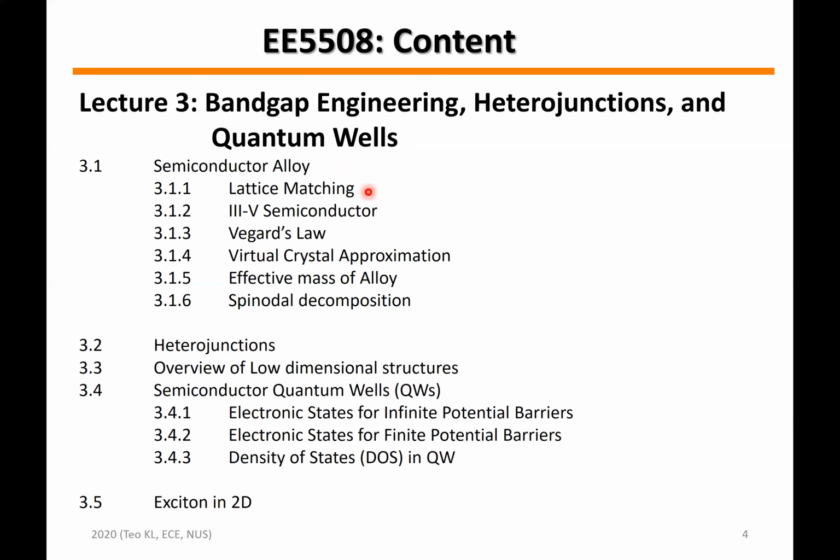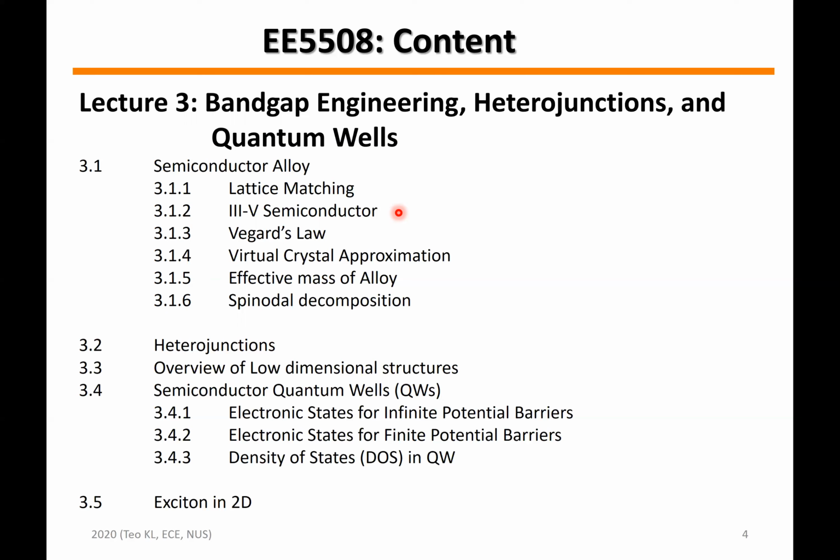We will talk about lattice matching of the lattice constant of the film and the substrate. We will focus more on the 3-5 semiconductors. There is group 3 element such as aluminum, gallium, indium, and group 5 element such as nitrogen, phosphorus, arsenic, and antimony from the periodic table that form the 3-5 semiconductor.